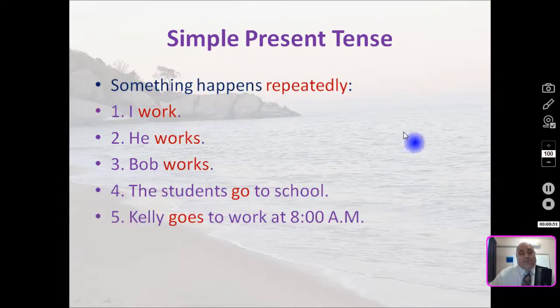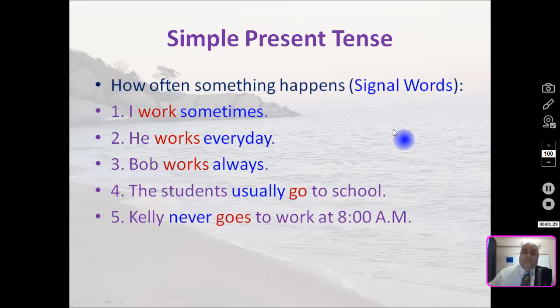Okay, so simple present tense, something that happens repeatedly or very often or usually happens. Examples: I work. Number 2, he works. Number 3, Bob works. Number 4, the students go to school. And number 5, Kelly goes to work at 8 a.m. So the simple present tense is used for things that happen repeatedly.